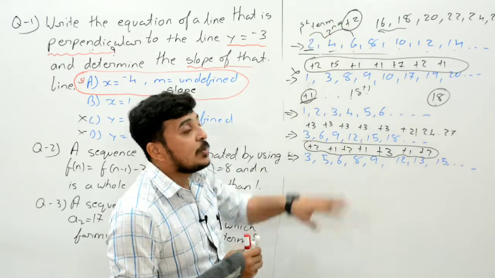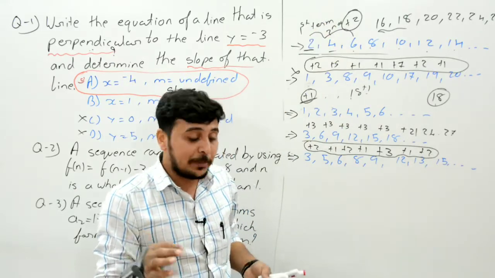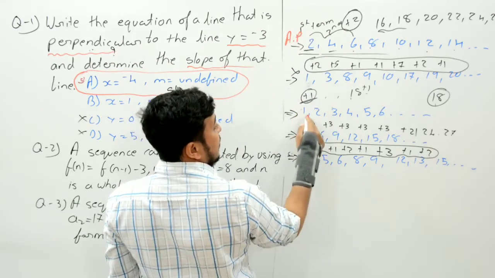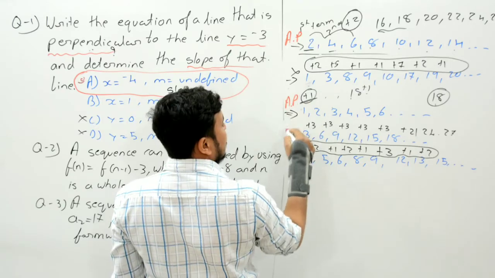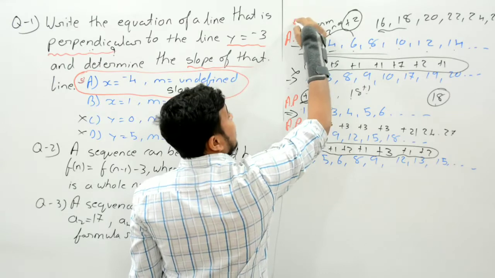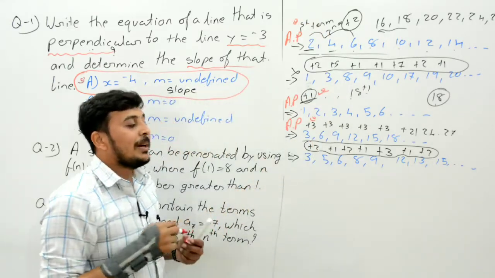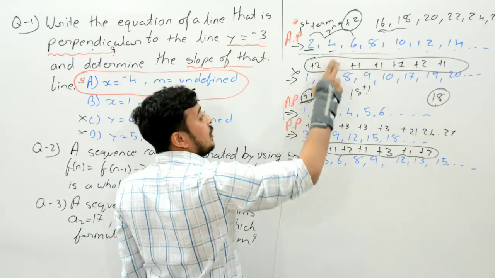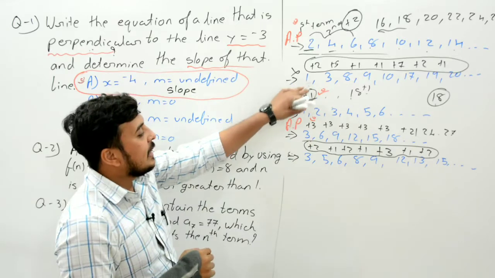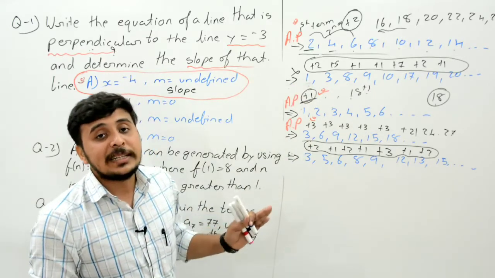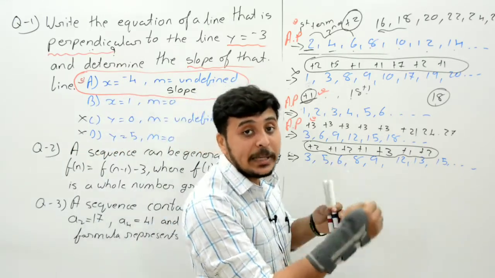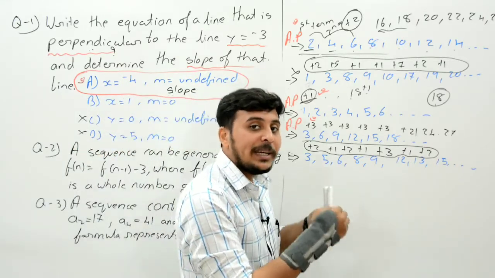So out of these 5 sequences, which of them are considered as arithmetic progression? The first one can be considered as arithmetic progression. The third one can be considered as arithmetic progression. The fourth one can be considered as arithmetic progression because they have a common difference. Here the common difference is plus 2, here plus 1, here plus 3. The second and the fifth sequence cannot be considered as arithmetic progression because they are not arithmetically progressive. It means they do not have any common difference.